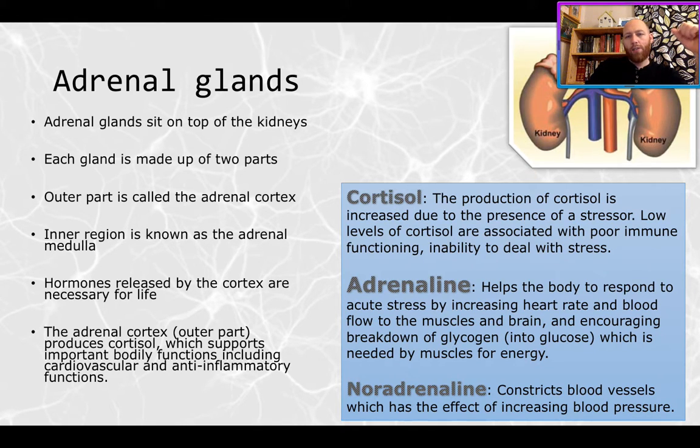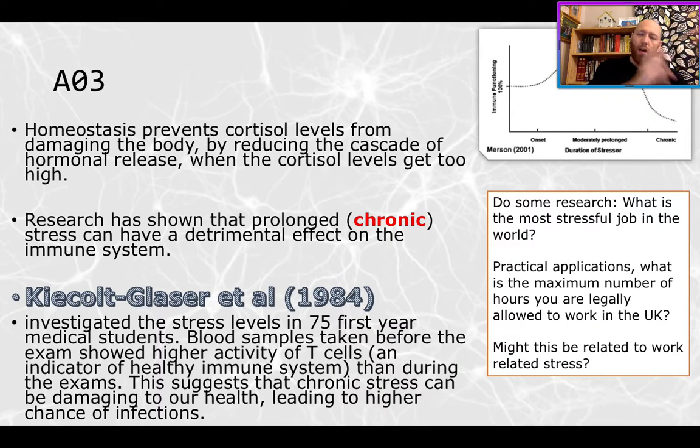Let's have a look at a brief evaluation or application. It's more AO2 than AO3 of how the endocrine system can explain certain behaviors. So one of the limitations of the endocrine system is that whilst homeostasis tends to regulate levels of different hormones, certain activities can actually increase or decrease hormones long term. So for example, the presence of a chronic stressor can affect how much cortisol we are producing and releasing, and this can have negative effects on our immune system.